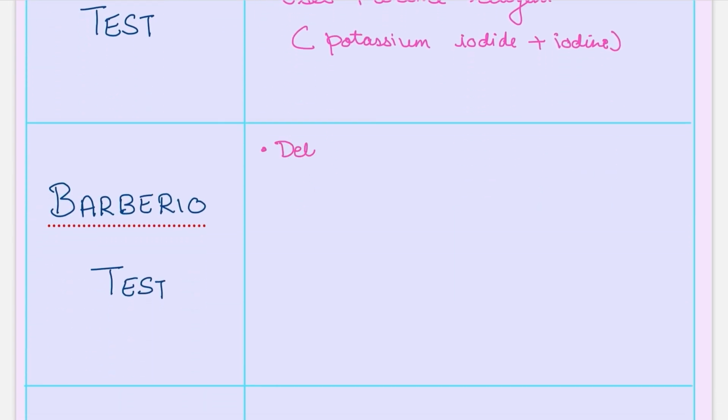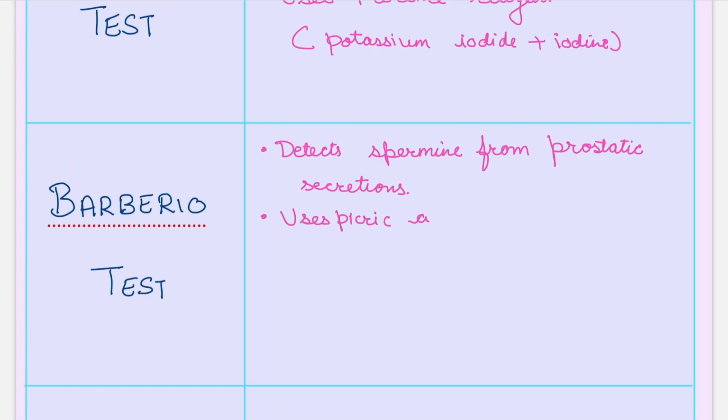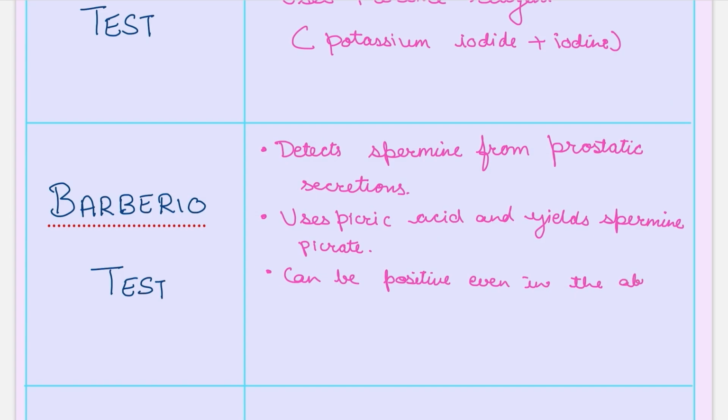The next test we'll talk about is the Barberio test, the most commonly asked MCQ topic. First, it detects spermin from prostatic secretions. Second, it uses picric acid and yields spermin picrate. Next, it can be positive even in the absence of sperm. Puranen's test also detects spermin.